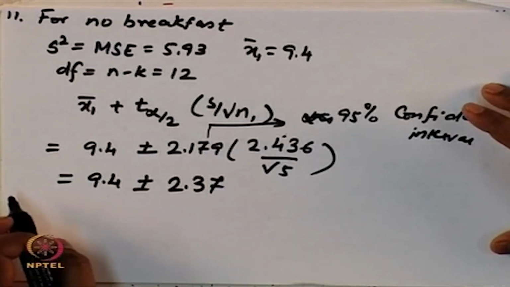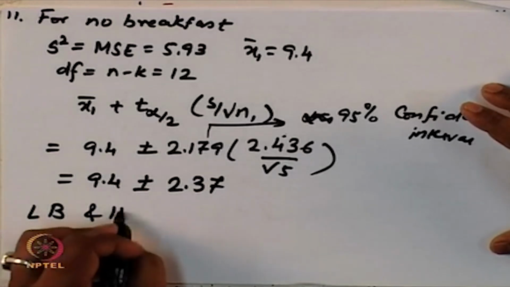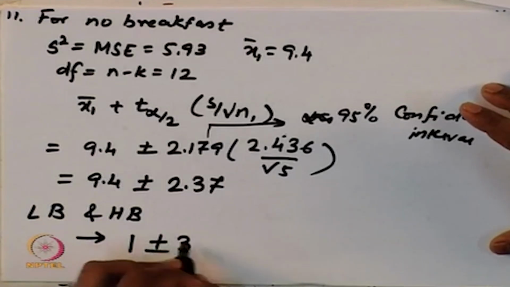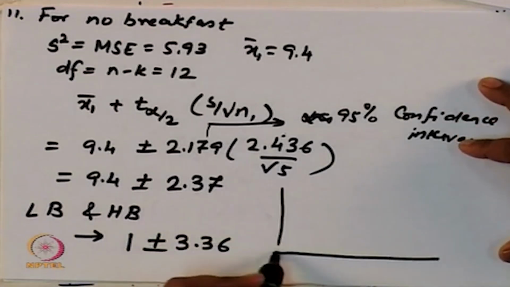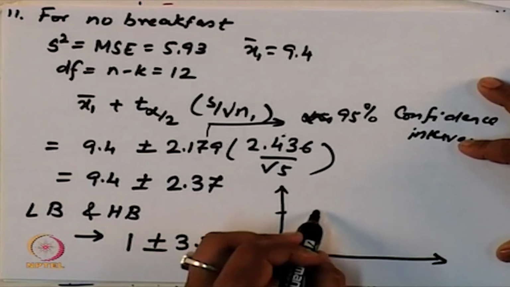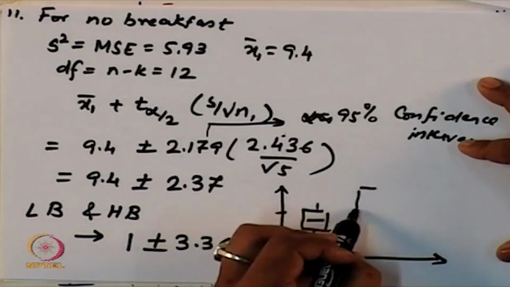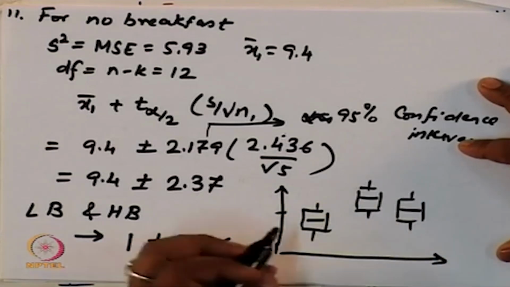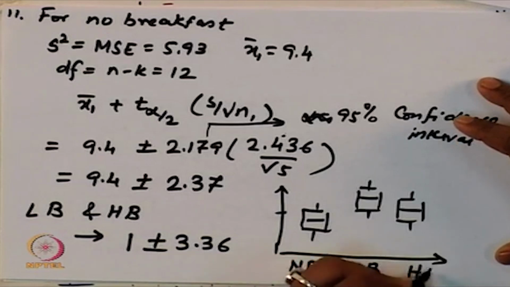You can similarly estimate the difference of means between light breakfast and heavy breakfast, and that comes out to be 1 plus minus 3.36. So, if I were to plot the three conditions and the distributions, this is what the curve would look like. So, this was no breakfast, light breakfast, heavy breakfast.